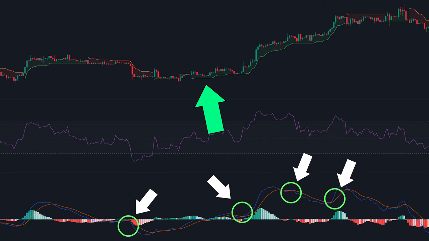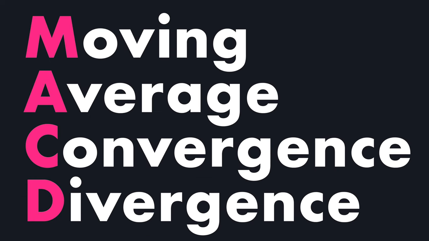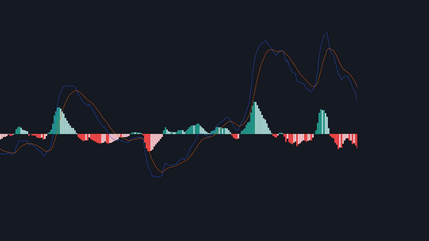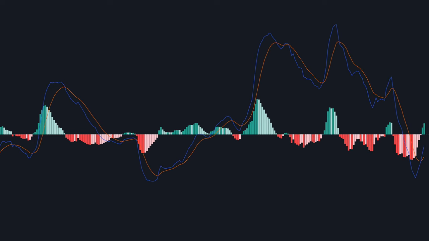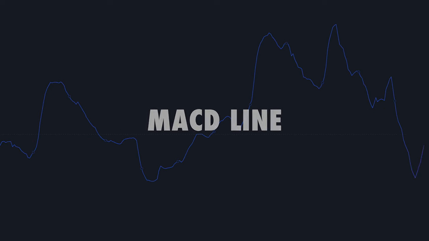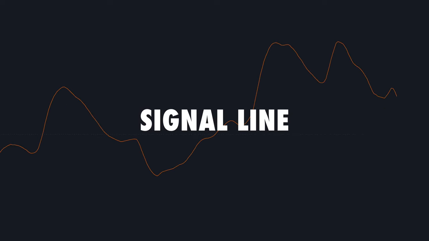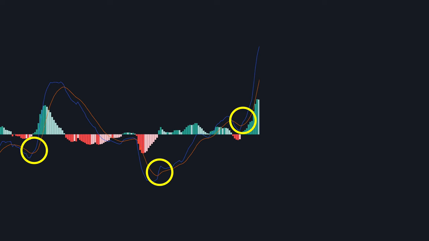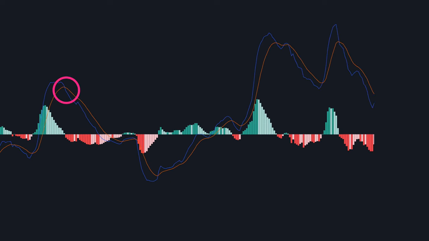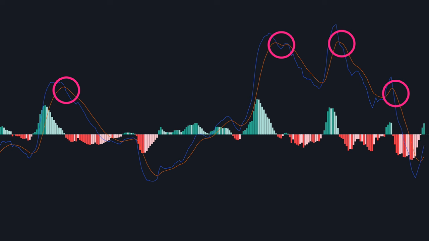So, buckle up as we delve into the fundamentals and then graduate to some advanced strategies that will take your trading game to the next level. The MACD, or Moving Average Convergence Divergence, is like the superhero of trading indicators. It's composed of two main elements, the MACD line and the signal line. When the MACD line crosses above the signal line, it's like a green light for potential upward action. And when it goes below, it's a signal to be cautious, suggesting possible downward movement.